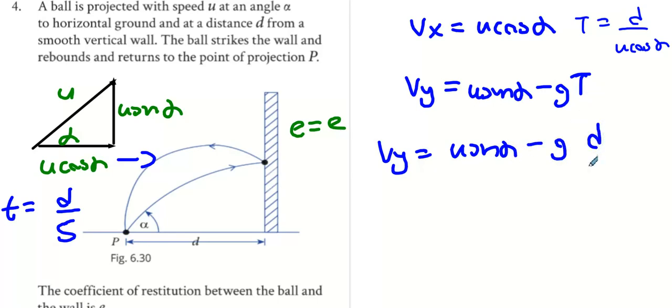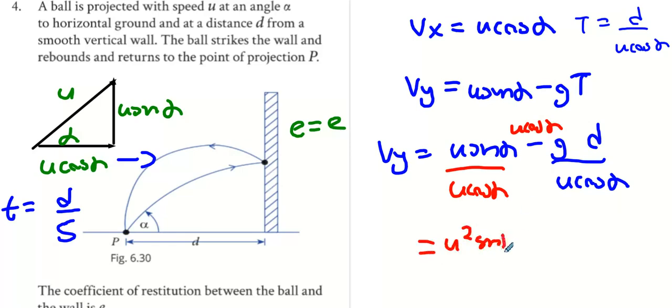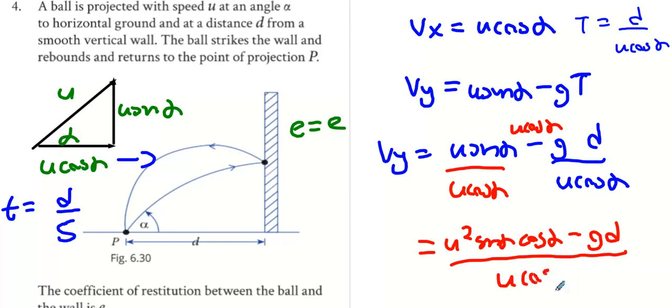g d over u cos a. I'm going to want a common denominator for this. So what am I going to do to the sine a here? u cos a underneath, and then a u cos a on top as well. Is that right? So is it u squared sine alpha cos alpha minus g d all over? No.